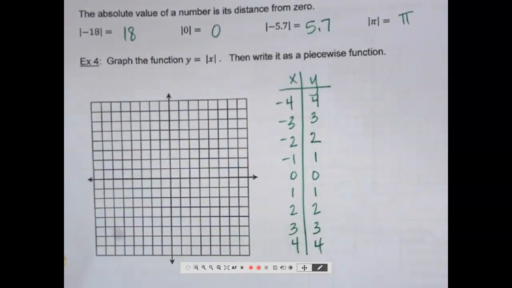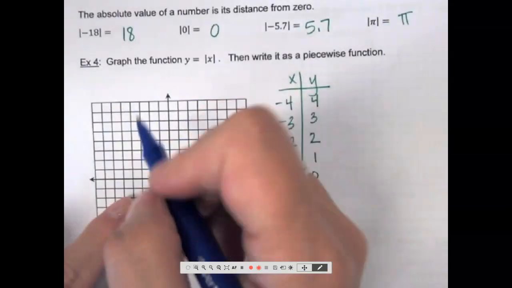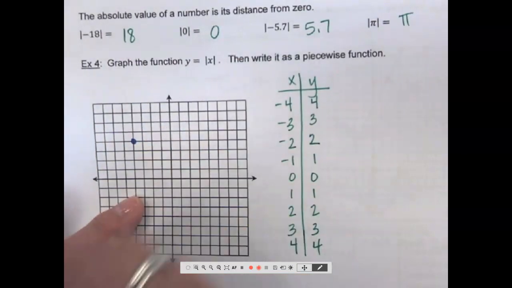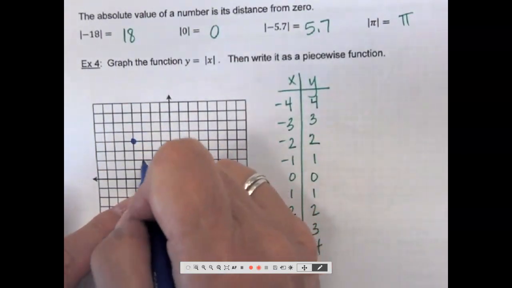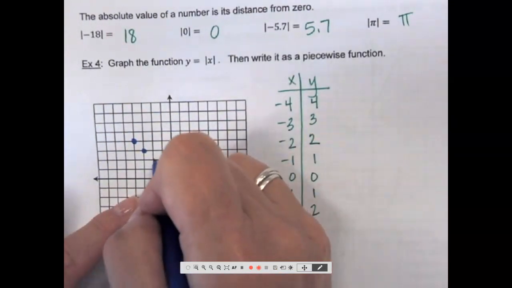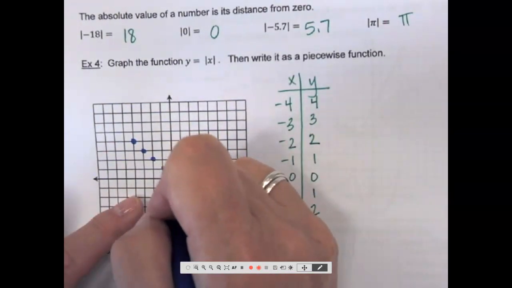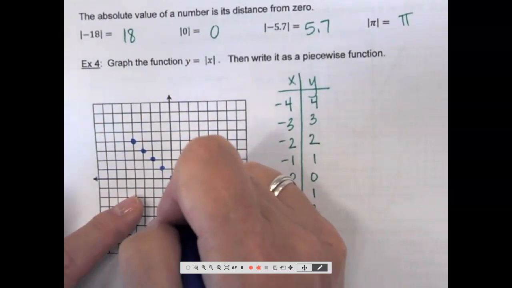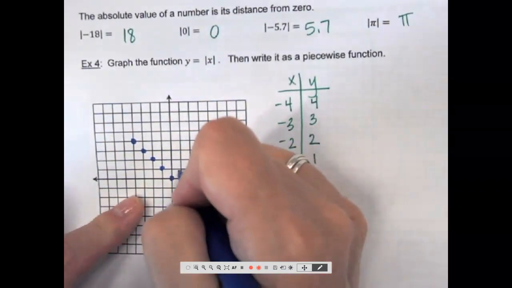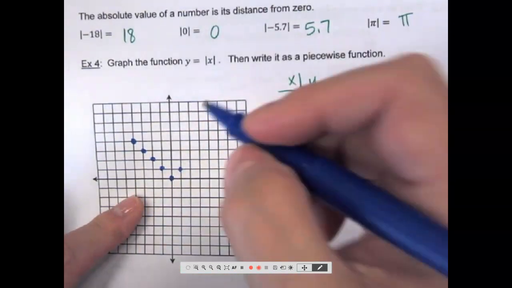So go over to your handy dandy graph here. We're going to plot those points and see what we have. Looks like a line to me. And ruh-roh.